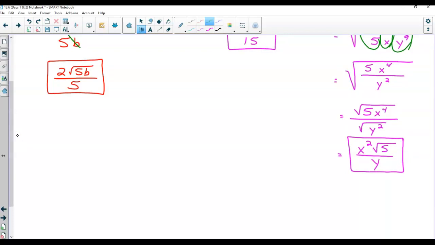I know there's no perfect squares in the 5. That's why the 5 stayed underneath. And I do know the square root of x to the 4th is x squared. And I do know the square root of y squared is y, and x's and y's do not reduce. That is why that one stayed where it was there.